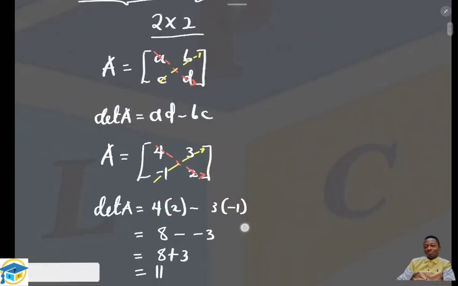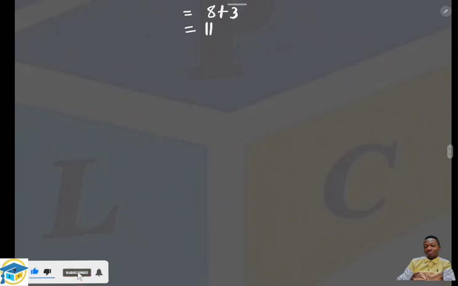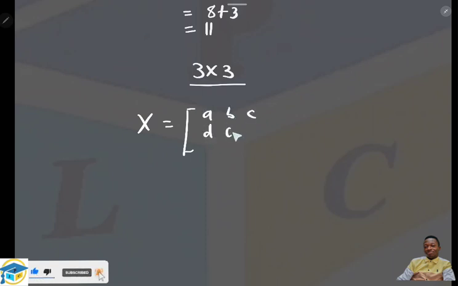Now we want to talk about the determinant of a 3 by 3 matrix. How do you also find the determinant of a 3 by 3 matrix? So we look at the 3 by 3 matrix determinant. Let's say we have X equal to A, B, C, D, E, F, G, H, and I. We are asked to find the determinant of matrix X. How do you find that?